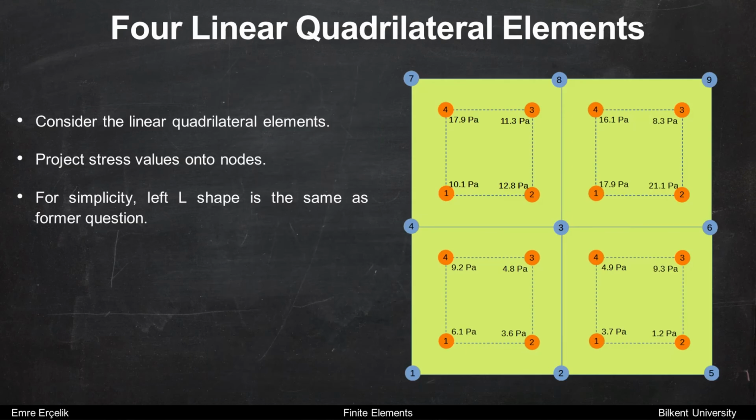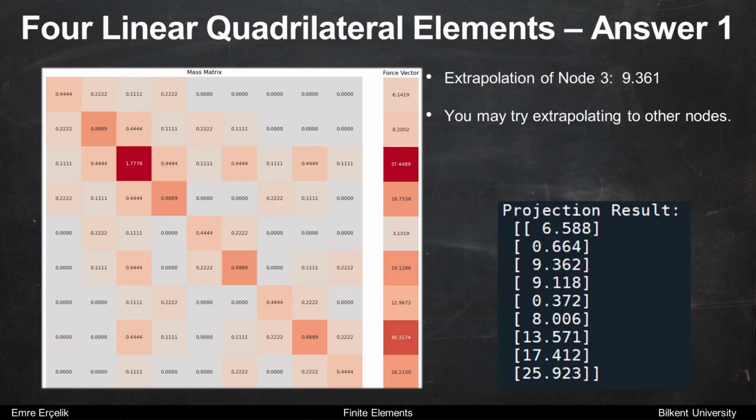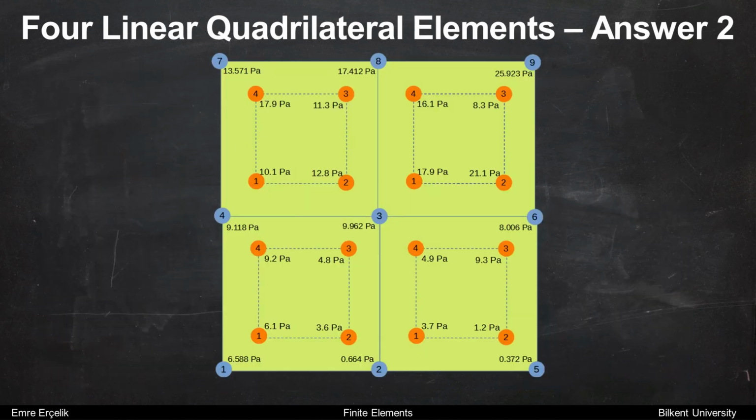For the last and the hardest example, consider the 4 linear quadrilateral elements. Again, we will project the stresses. For simplicity, the left L shape is the same as the former question. The same approach, without changing anything other than adding an element, the same algorithm also works on the 4-element structure. If you calculate the mass matrix and force vector on paper, these would be the result. Again, node 3 extrapolation and projection results are nearly the same. And this picture shows the projection values as well as the Gauss point values for the last question.